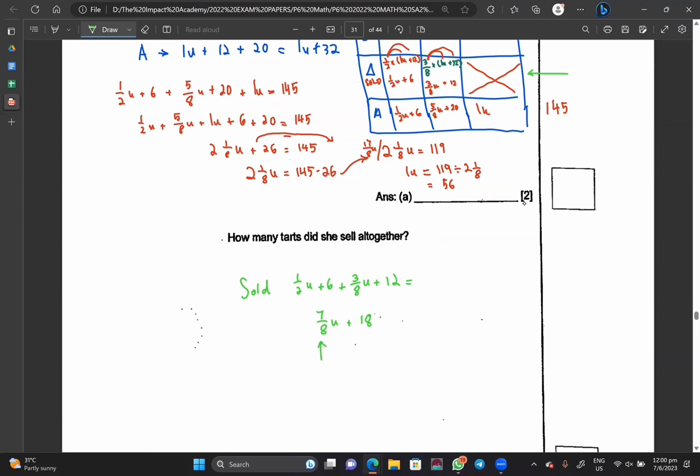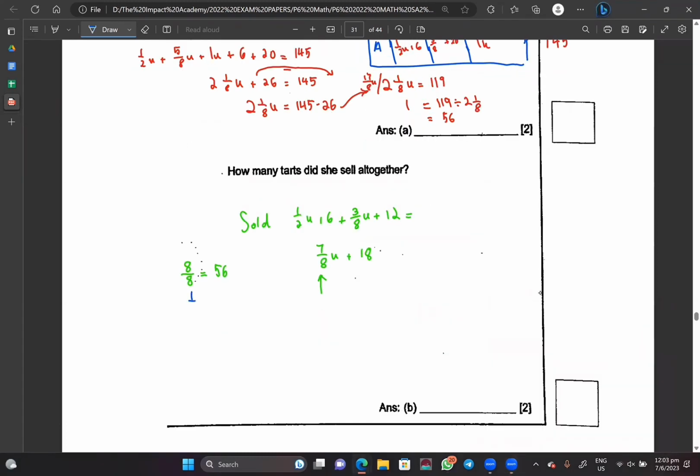Okay, so just now in the earlier question, we learned that 8/8, which is my 1 unit, equals 56. Remember, your 1 unit is not 1/8. 1/8 is not 1 unit. Why is that so? Because 1 unit means 1 whole. 8/8 equals 56. So 1/8 equals 56 divided by 8, so 1/8 equals 7. Now they say how many tarts did she sell altogether? We want to find 7/8 unit. So 7/8 equals 7 times 7, which equals 49. Once you're done with this, you can say 49 plus 18, and therefore your answer is 67. All right, how many tarts did she sell? She sold 67 tarts altogether.